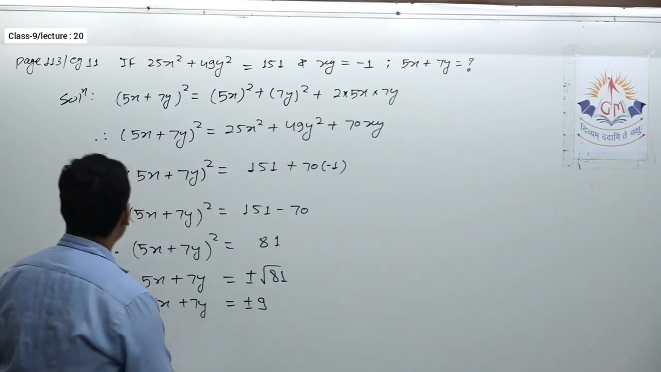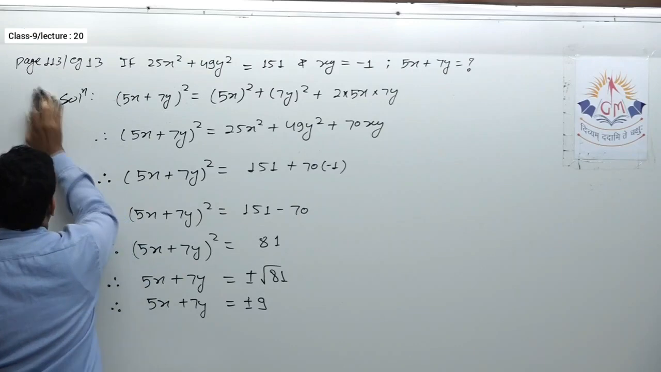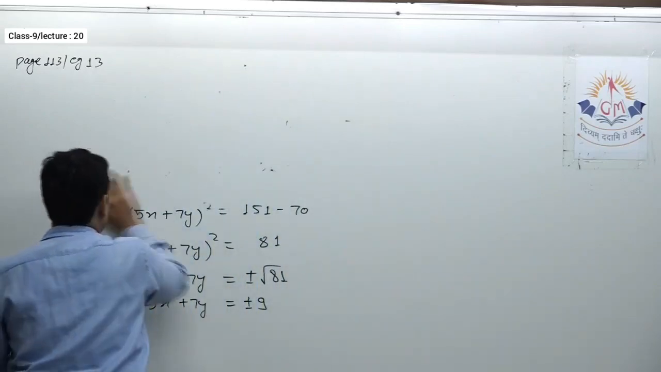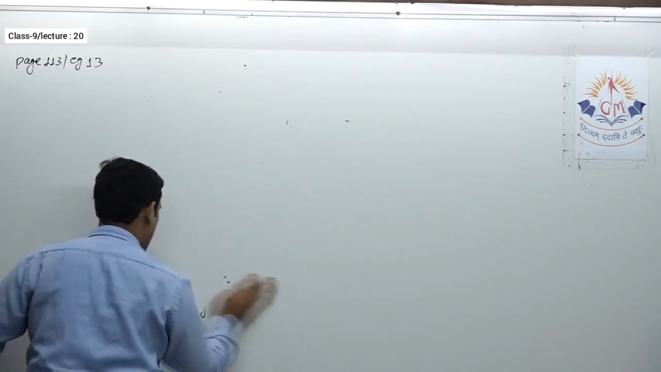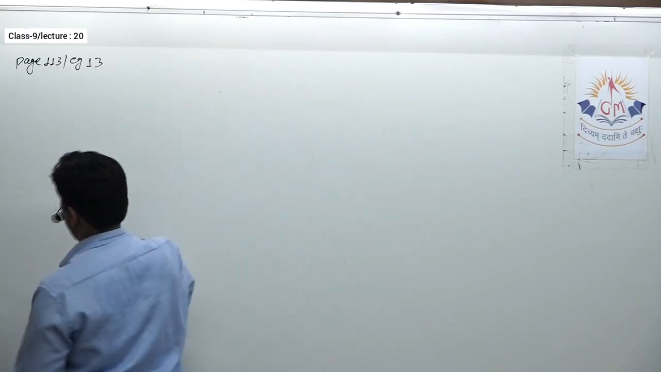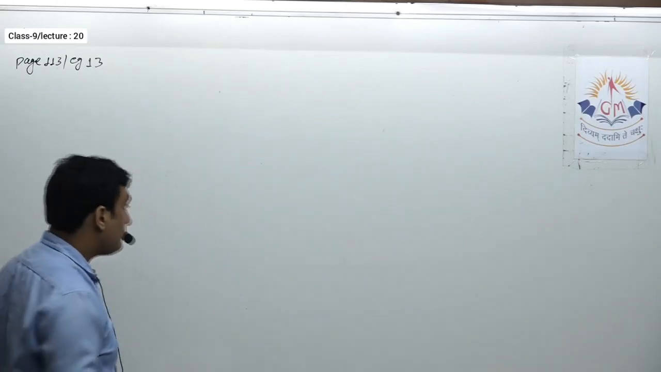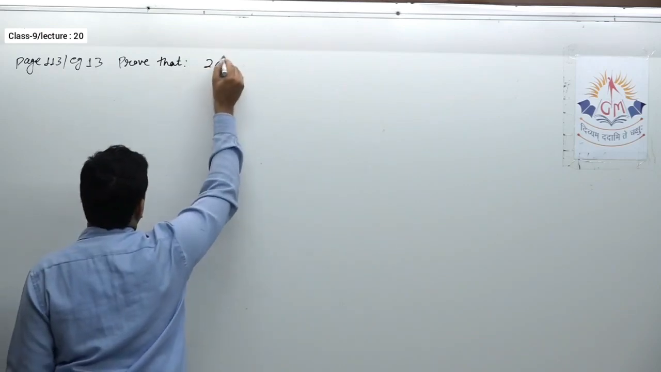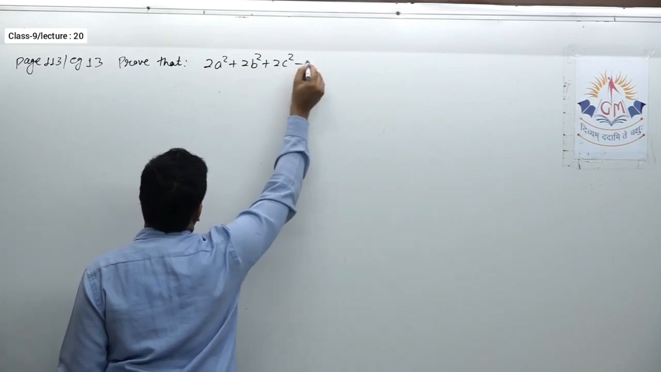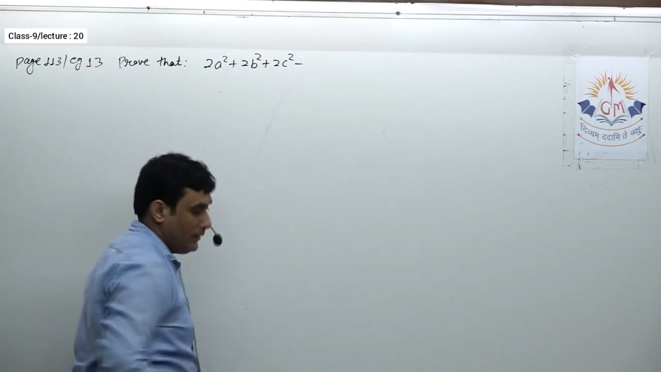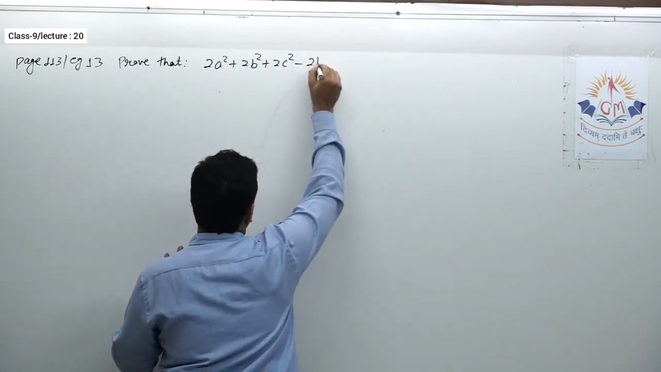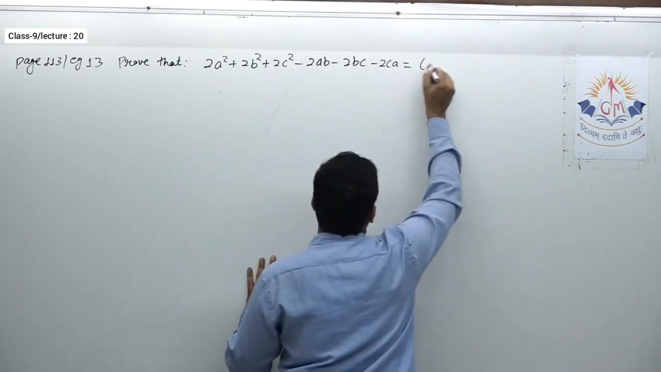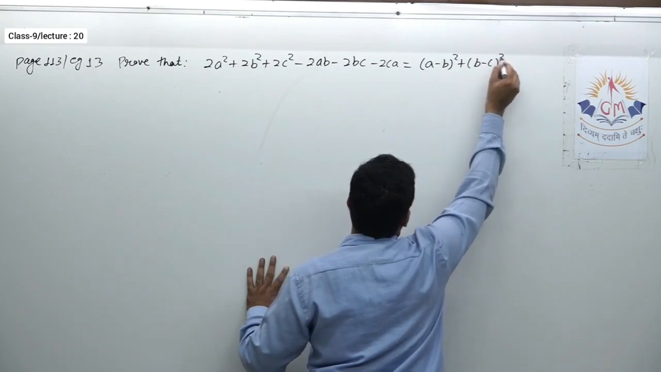Okay, now example number 13. Example 13 says prove that 2a square plus 2b square plus 2c square minus 2ab minus 2bc minus 2ca is equal to (a minus b) whole square plus (b minus c) whole square plus (c minus a) whole square.